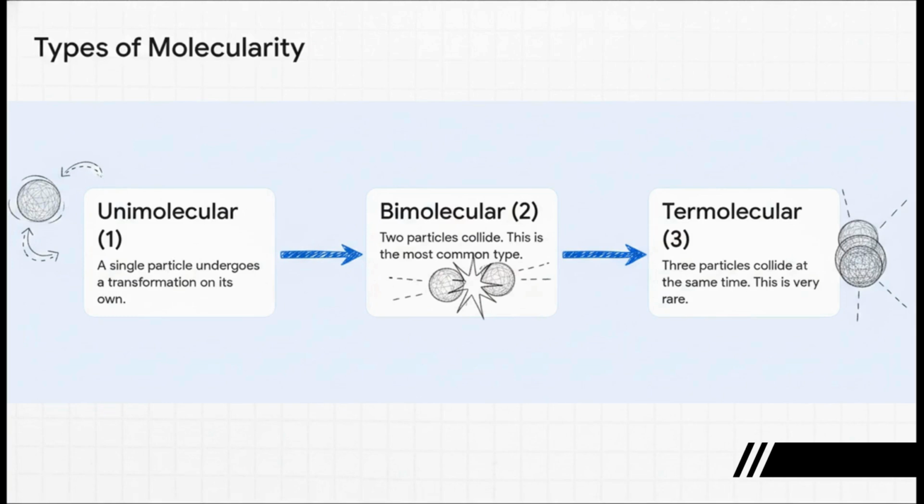Let's just break it down real simple. If you've got one particle that just decides to change or break apart all on its own, we call that unimolecular. If two particles have to collide, which, by the way, is the most common scenario, that's bimolecular. And if three particles somehow manage to all hit each other at the same time, that's termolecular. And man, is it rare. I mean, think about it. Trying to get three things to meet at the exact same spot at the exact same time, that's super tough.